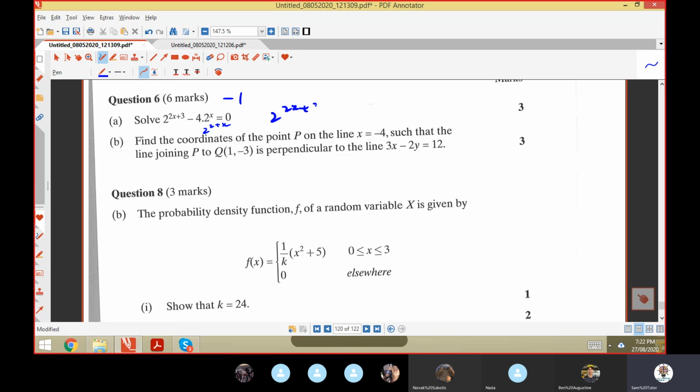You went and said 2x. But you know when your bases are the same, you add the powers. So that should become 2 to the 2x plus 3 minus 2 to the x plus 2 equals 0. Then you plus this over. And then you make your powers equal to each other.